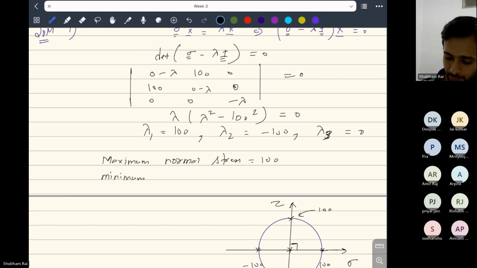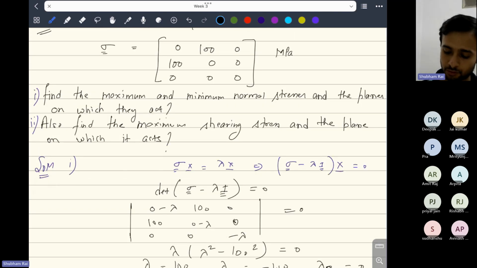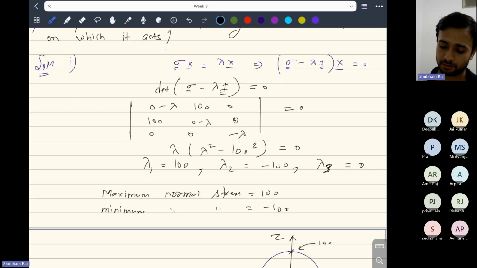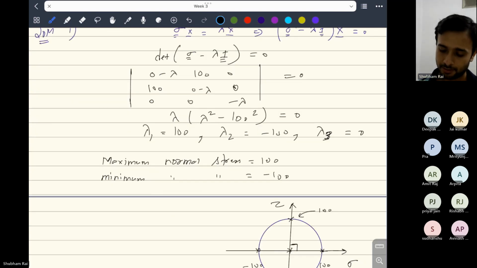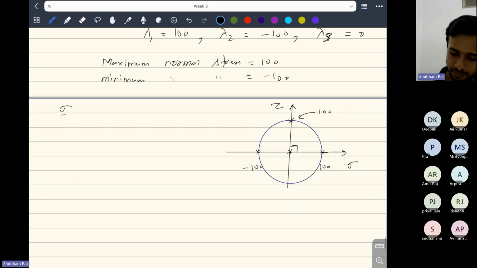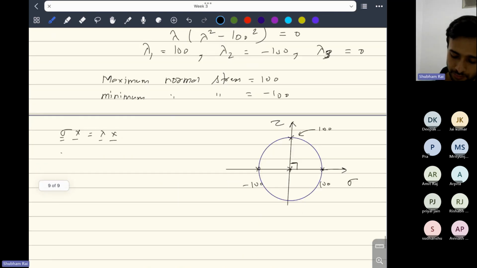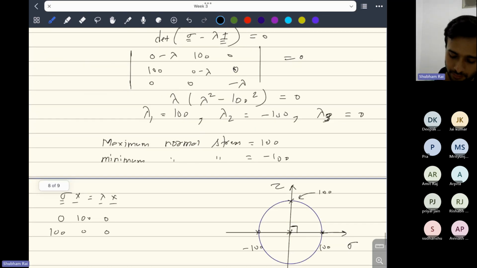We have to now find the direction. We have to find the planes on which these normal stresses are acting. For that, we have to find eigenvectors. So you have to do sigma x is equal to lambda x. Let's take the first eigenvalue, which is lambda equal to 100. So sigma, again, you know that it is 0, 100, 0, 100, 0, 0, and the rest of the things are 0.